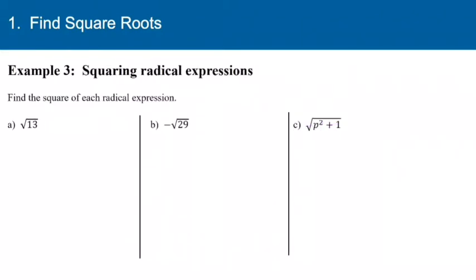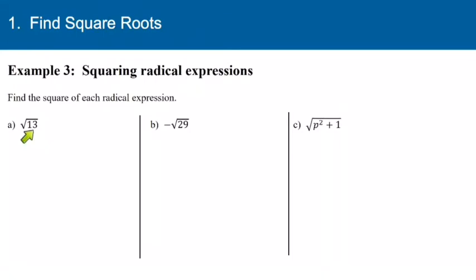Now in example 3, it says find the square of each radical expression. So notice all of these are already under radicals, and it doesn't say find the square root, it says find the square. So for each one of these, we'll put it in parentheses and square it and see what happens.